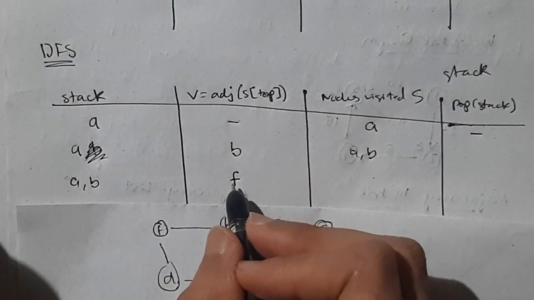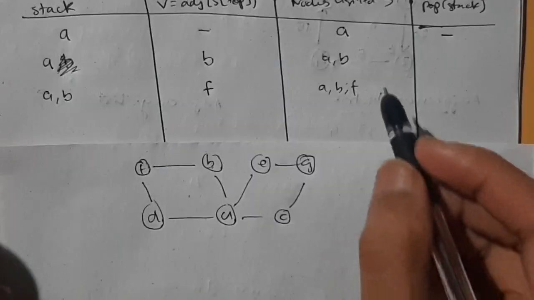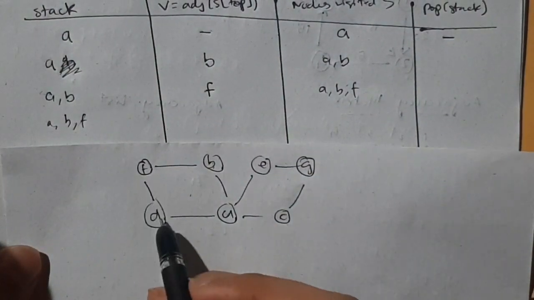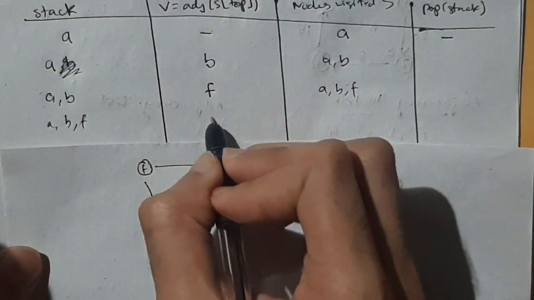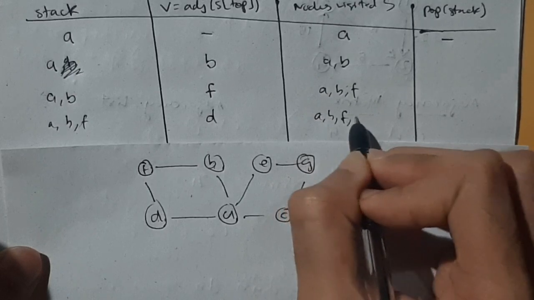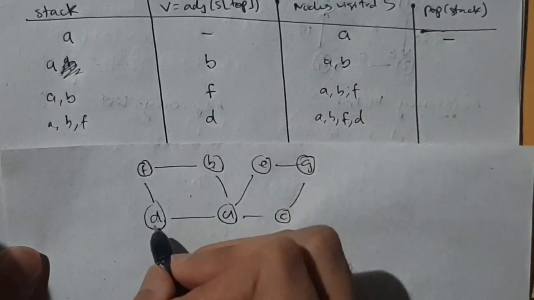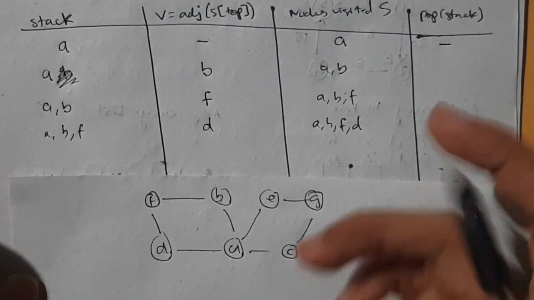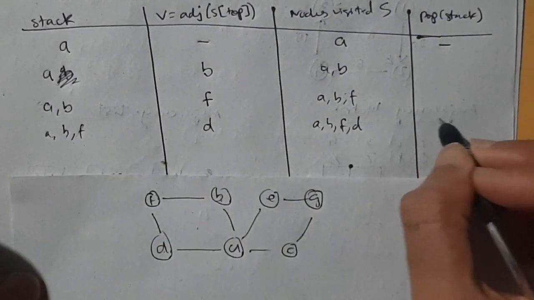Okay, then after writing F, you will write here nodes visited was F, right? So you will write here A comma B comma F. Now you will check F is connected with D, so you will write here D. Then you will write nodes visited A, B, F and D. Now D has no more connection because A is already visited. So what you will do, you will come back here and pop this one D.